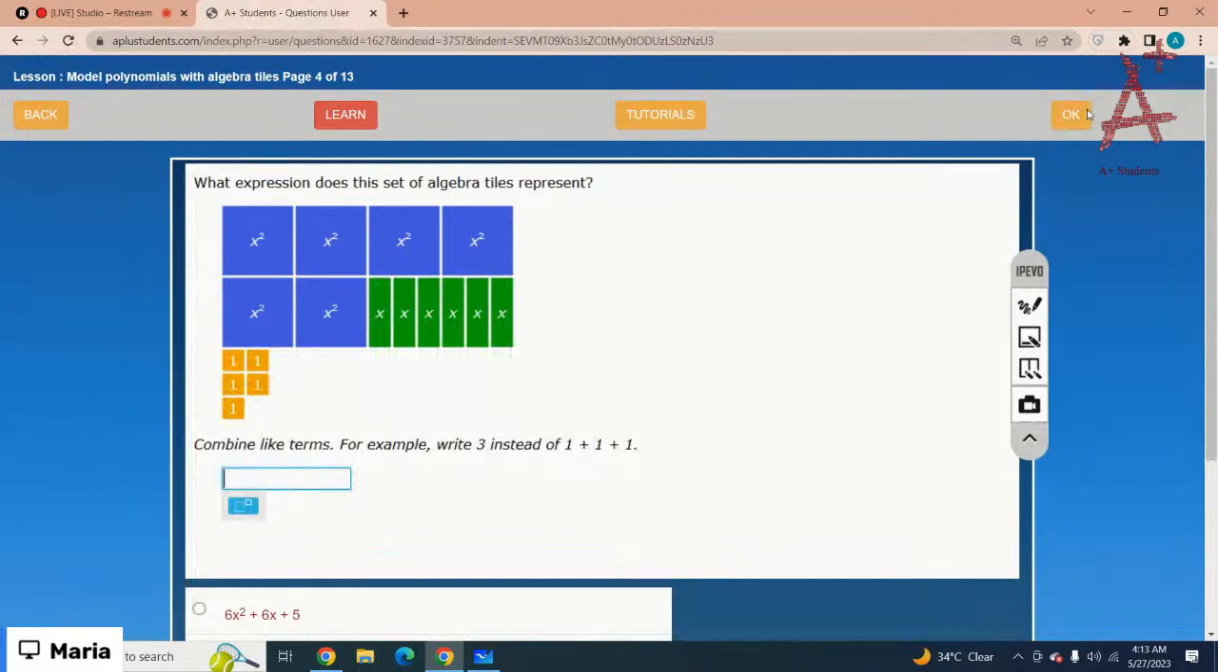Okay, what expression does the set of algebra tiles represent? It would be 1, 2, 3, 4, 5, 6. It would be 6x square, 1, 2, 3, 4, 5, 6 plus 6x and plus 5. The correct option is 6x square plus 6x plus 5.